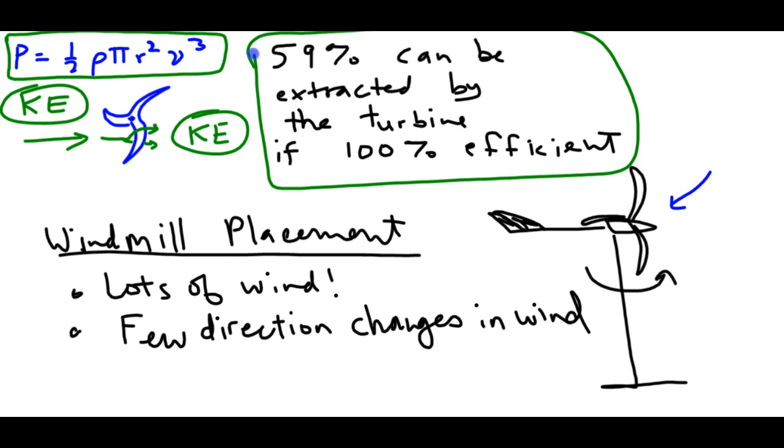So, as you could probably guess, you get that kind of wind around oceans, around shores. Right? The coastal winds that we learned about before provide the types of conditions which allow for high efficiency of windmills.